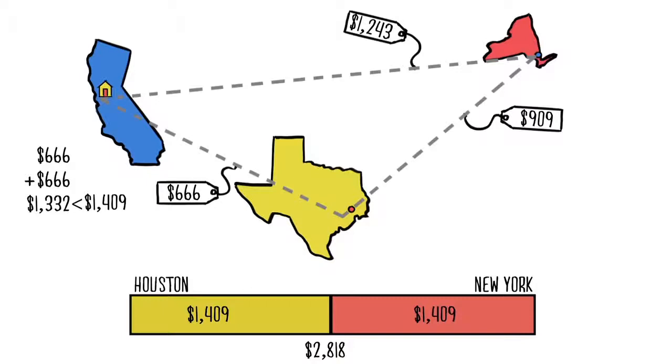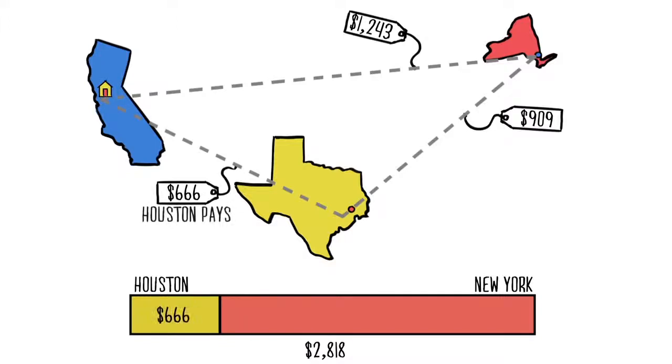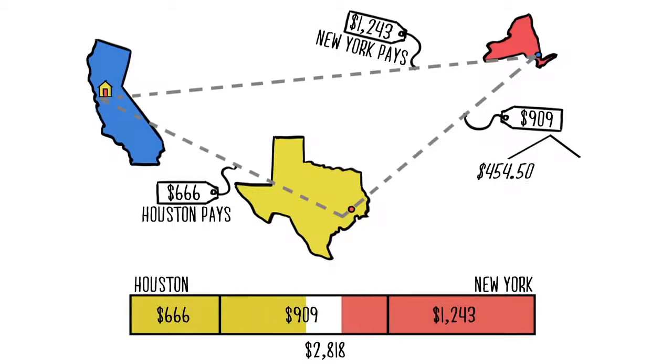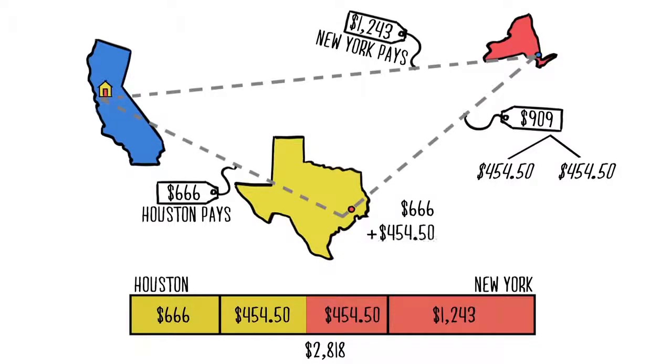Okay, New York recognizes that's a problem, so they come back with the following more reasonable counter. You have to fly Sal to Houston in any case, so the $666 is all on you. We have to fly him home in any case, so the $1243 is all on us. Thus, the real question is how to divide up the $909. Let's just split that amount, $454.50 and $454.50. What matters here is the principle, but if you're doing the numbers, that means Houston pays a total of $666 plus $454.50, or $1120.50.